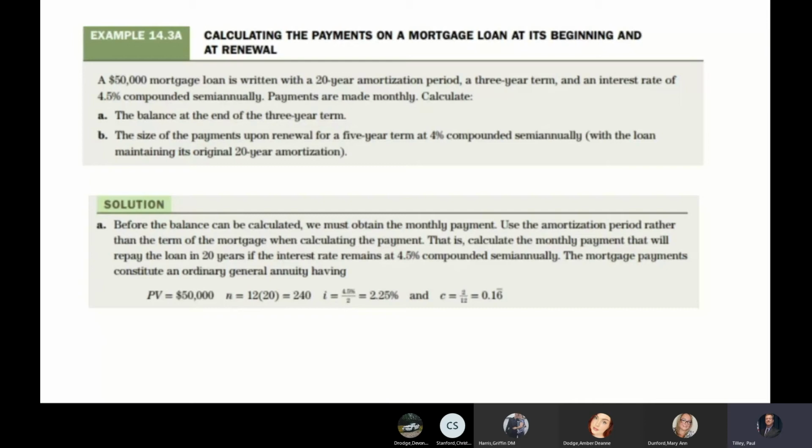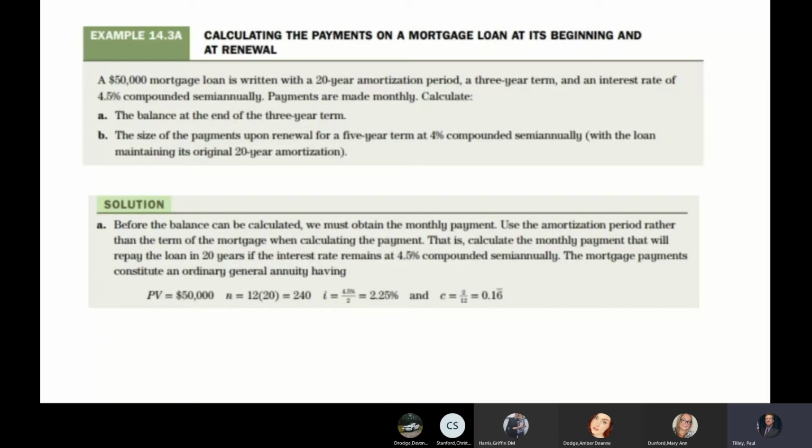So let's get into the solution here. Before the balance is calculated, we must obtain the monthly payment. So the first thing we need to do is calculate the payment. Use the amortization period rather than the term; we're only worried about 3 years later. Calculate the monthly payment that will repay the loan in 20 years at an interest rate of 4.5% compounded semi-annually. Mortgage payments constitute an ordinary general annuity.